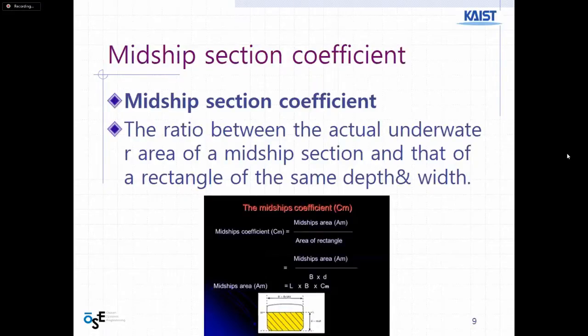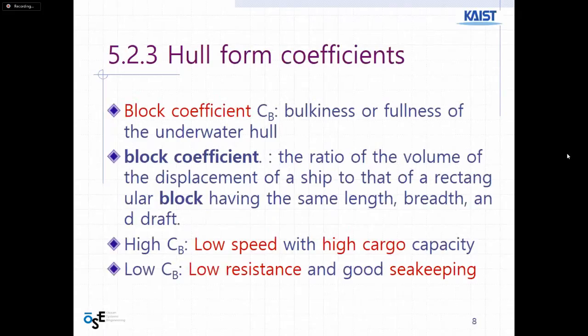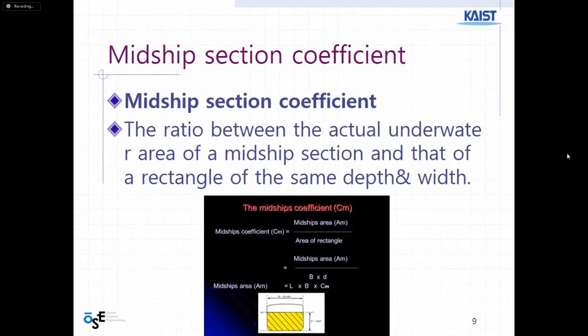Another coefficient that we have is called the midship section coefficient, which is also similar to the previous coefficient, except that here we take the area of the ship that is actually submerged in the water. So in the first slide here, we take the whole area. In the block coefficient, we take the volume, and in the midship section coefficient, we basically take the area of the ship that is actually submerged in the water. So that's the difference between these.